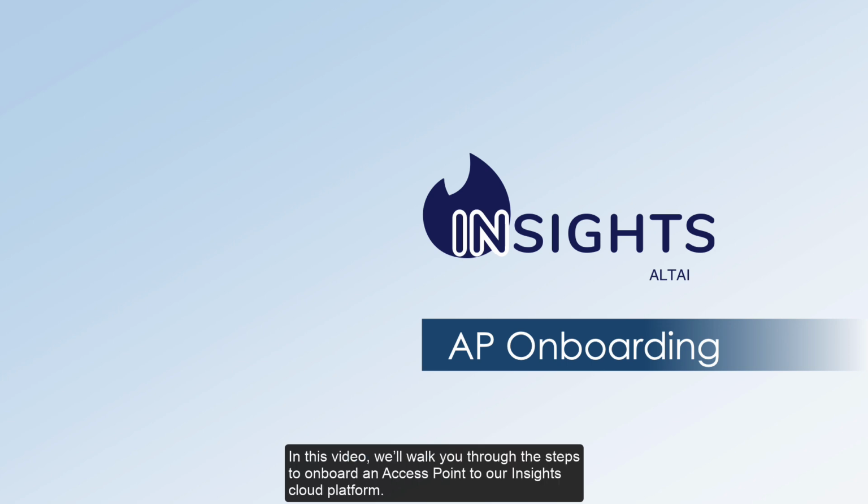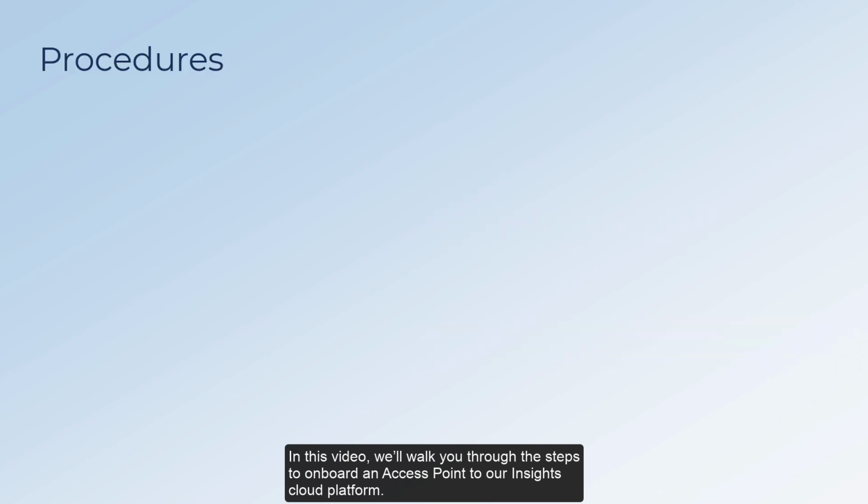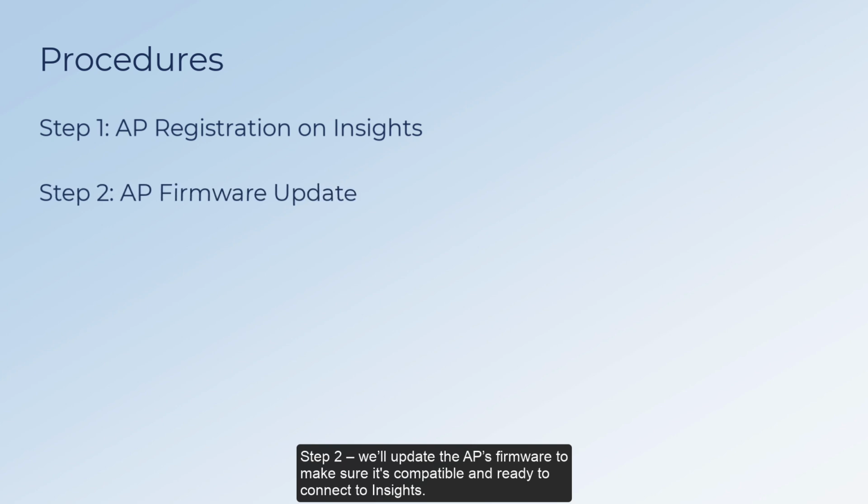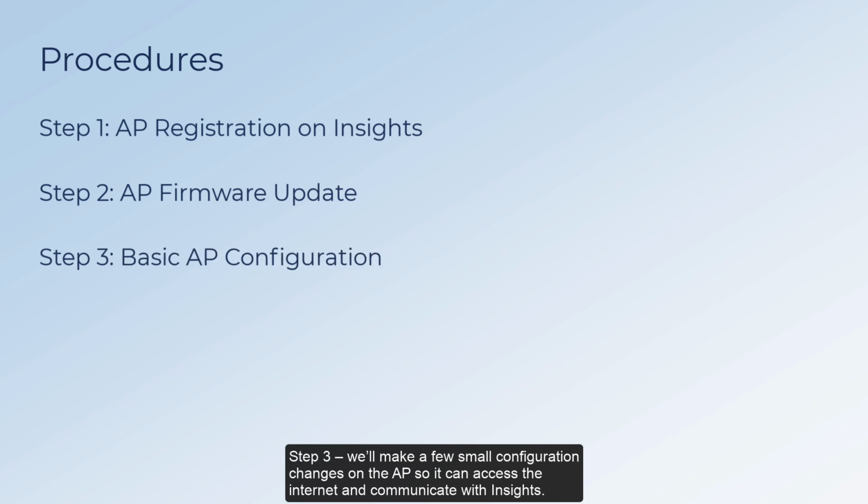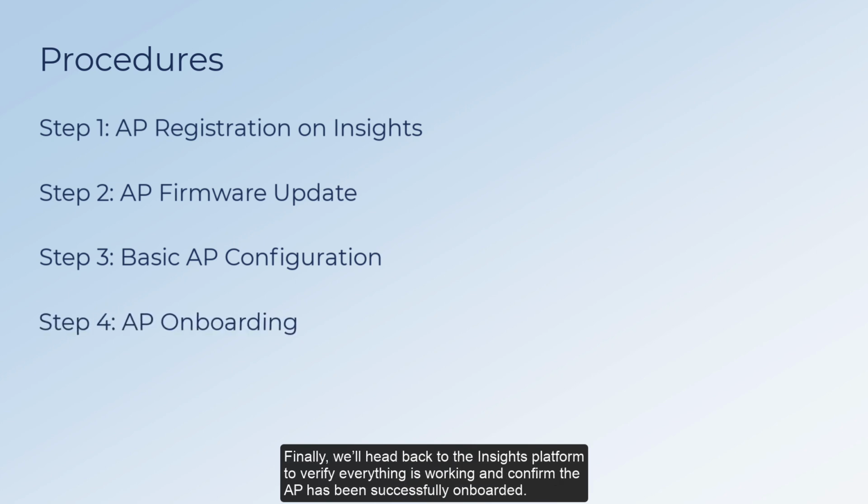In this video, we'll walk you through the steps to onboard an access point to our Insights cloud platform. Here's what we'll cover. Step 1, we'll start by registering a new AP on the Insights platform. Step 2, we'll update the AP's firmware to make sure it's compatible and ready to connect to Insights. Step 3, we'll make a few small configuration changes on the AP so it can access the internet and communicate with Insights. Finally, we'll head back to the Insights platform to verify everything is working and confirm the AP has been successfully onboarded.